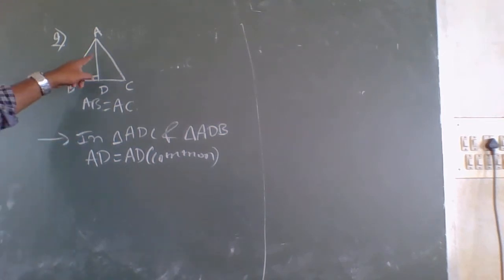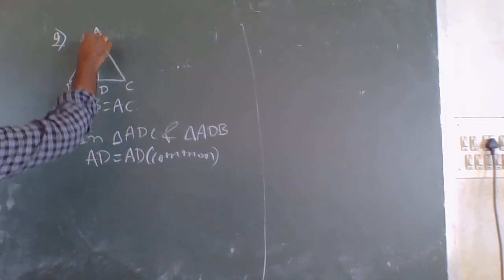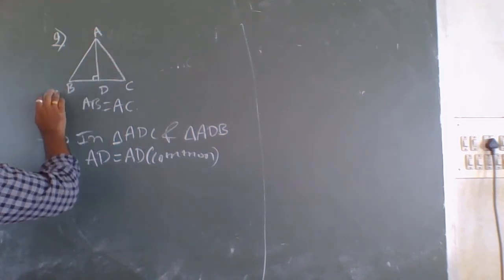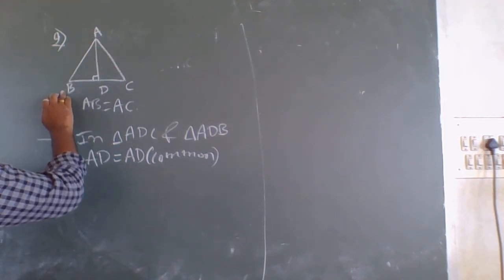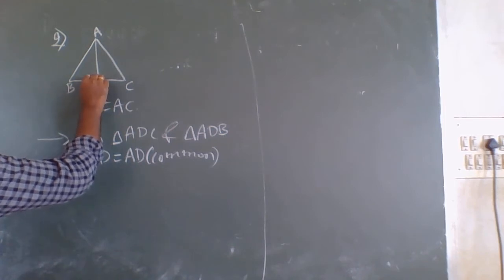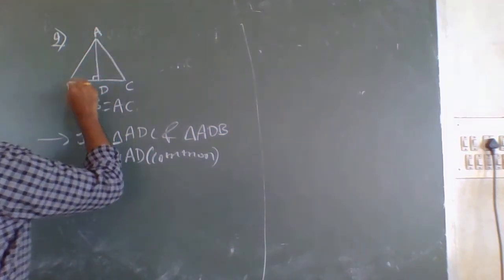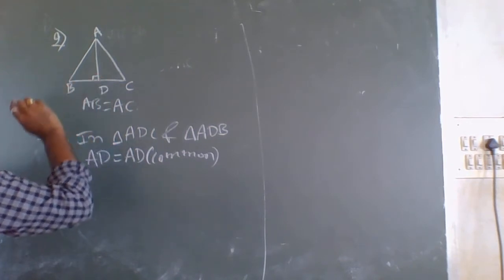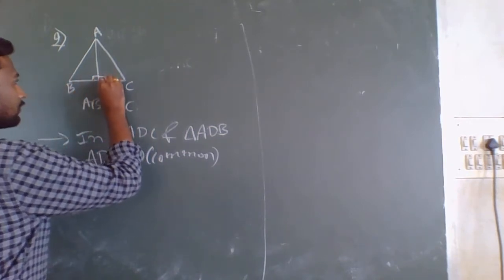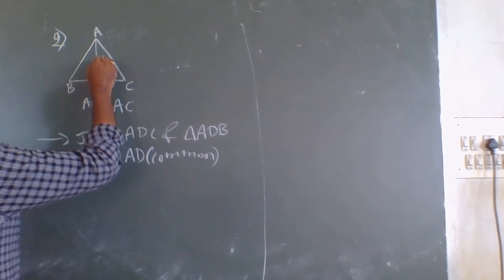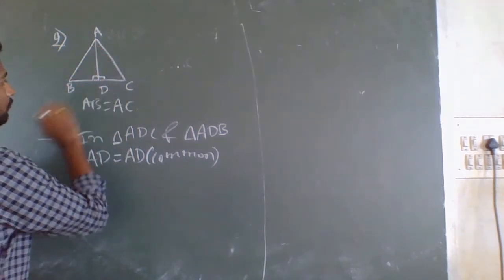This AD is the perpendicular bisector of side BC. This is 90 degrees. Angle ADB is 90 degrees. They have given this: if this is 90 degrees, this is also 90 degrees. And they have given that this is the perpendicular bisector of BC.